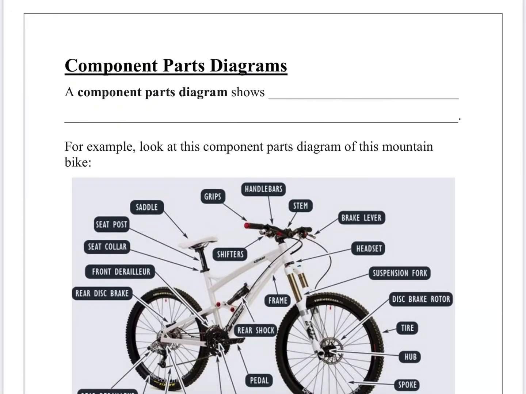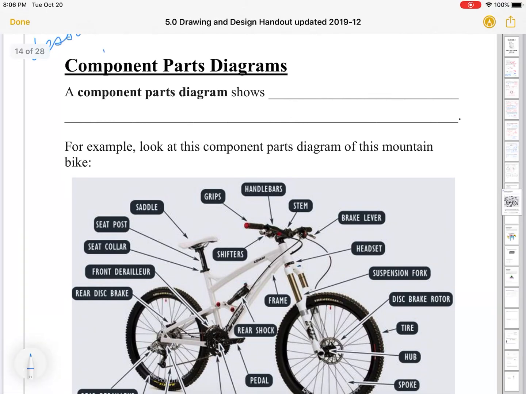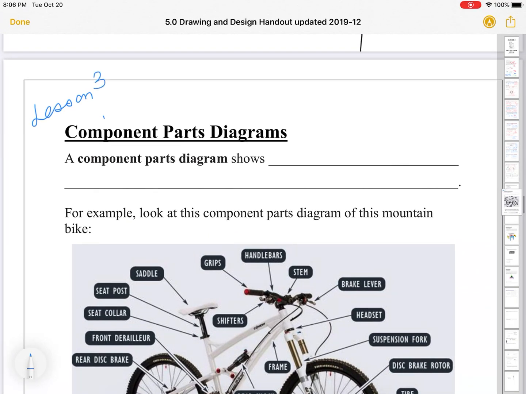Okay, so this is our lesson 3 for our scale drawing and design unit. We're talking in Math 20-3. We're talking about component parts diagrams.